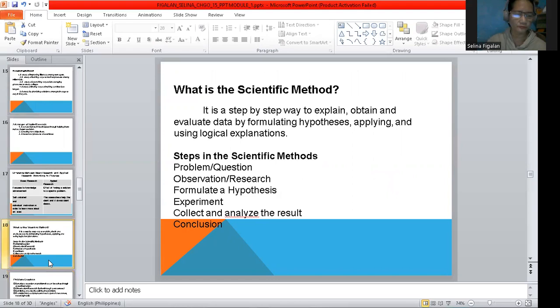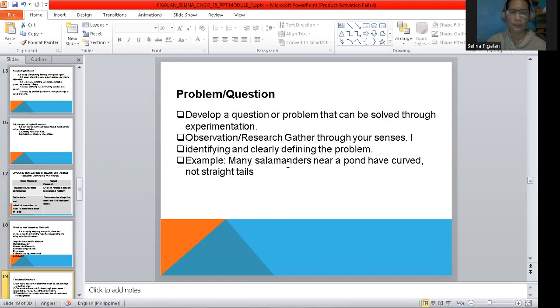Ano yung problem or question? So here, when you say problem or question, develop a question or problem that can be solved through experimentation. So you have to identify first the problem. At yung problema na yan, isosolve ninyo during your methodology. Di ba gumagawa kayo ng procedure? Make sure na yung problem na yan nakafocus din sa inyong hypothesis, kasi ang target ninyo is to solve the problem.